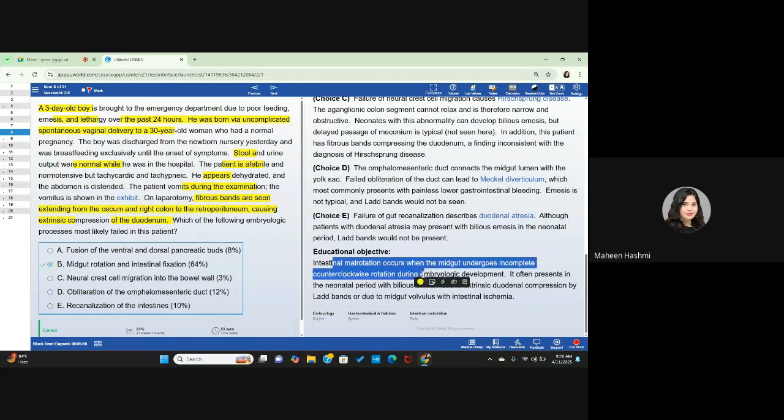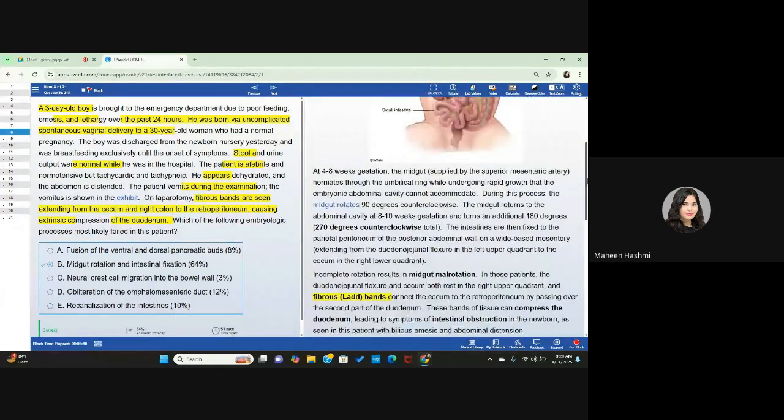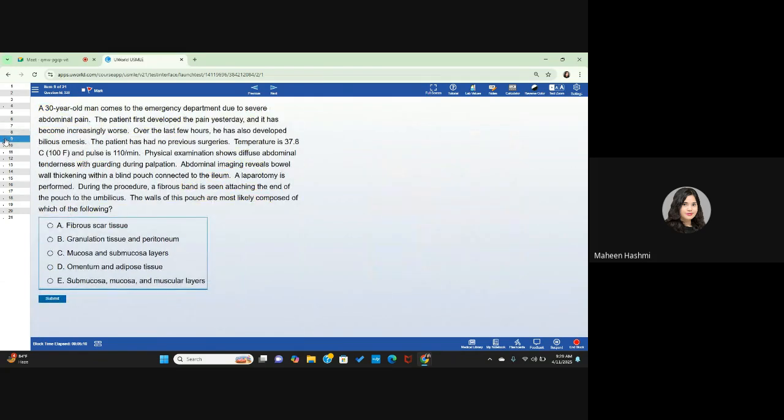All right, intestinal malrotation occurs when the midgut undergoes incomplete counterclockwise rotation. It often presents in the neonatal period with bilious emesis. Why? Because of the duodenal compression by the Ladd bands, or due to midgut volvulus with intestinal ischemia. So if you go up, you can see that these are the Ladd bands that I was talking about, and they compress onto the duodenum, and that is why you have bilious vomiting. All right, okay.